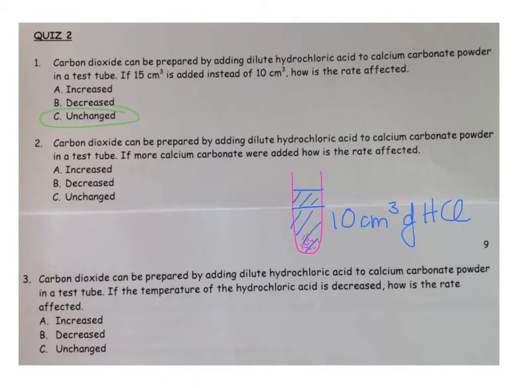But if I add more calcium carbonate powder, I have just created more surface area on which collisions can take place. And therefore, I have just increased my rate of reaction, because there are now more collisions taking place because there is more solid surface area. So adding more powder has added more solid surface area to the situation.